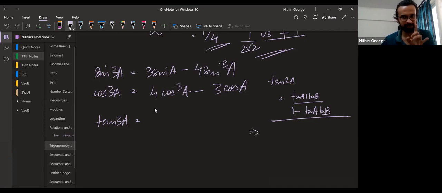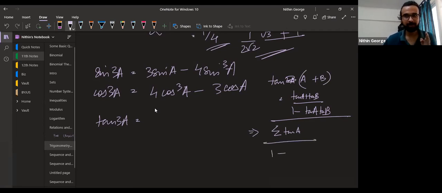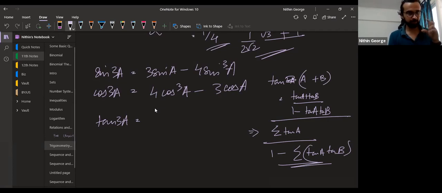In other words, I write it as the sum taken one at a time, tan A plus tan B, minus the sum taken two at a time. So tan A tan B is the only way you can take it two at a time, which is why I'm writing it as tan A tan B here. All possible combinations of tan A and tan B. On top, you have the sum of all tan A.